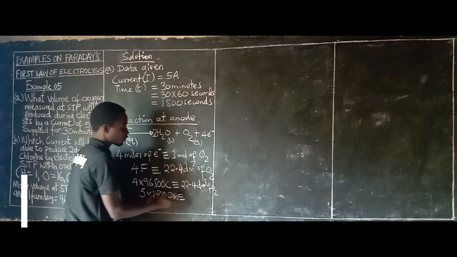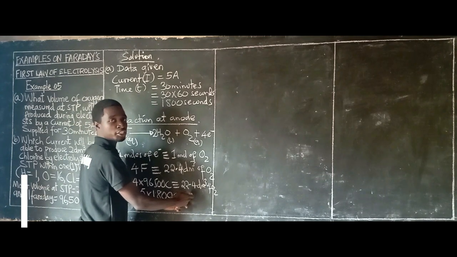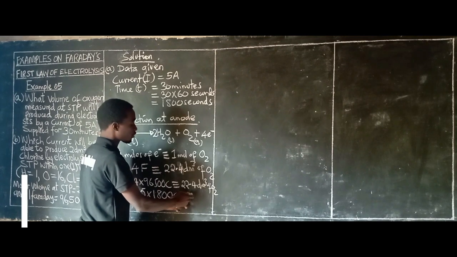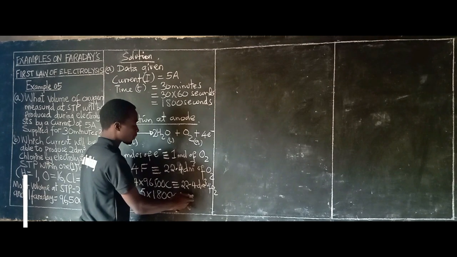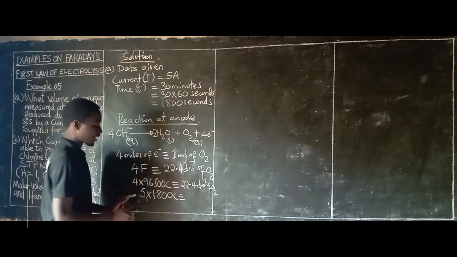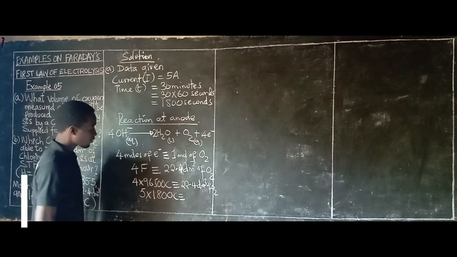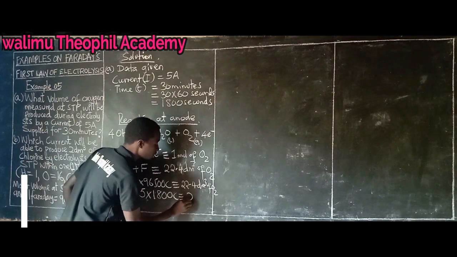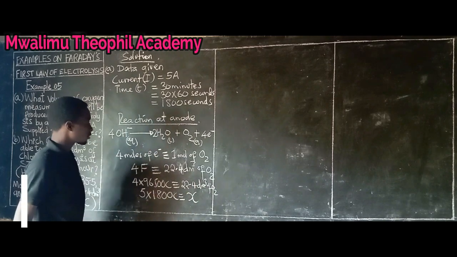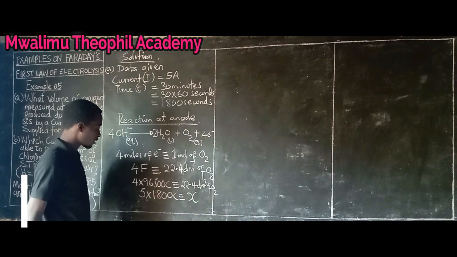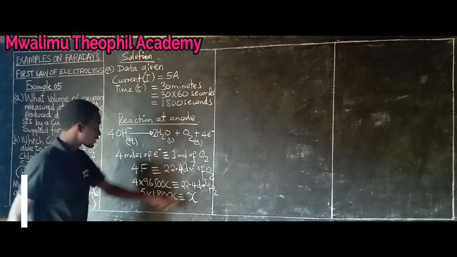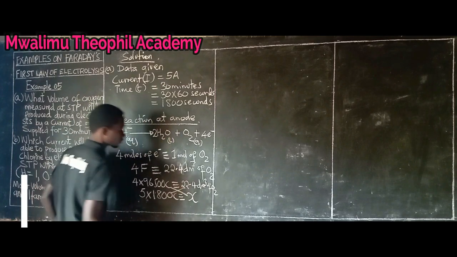These are equivalent to the expected amount of oxygen to be produced, in terms of volume, which is what we are solving for. So we are looking for the volume of oxygen gas at STP which will be produced when we apply the current of 5 ampere in 30 minutes. Let us say the volume of oxygen gas produced be X. Now, to get it, let us cross multiply.